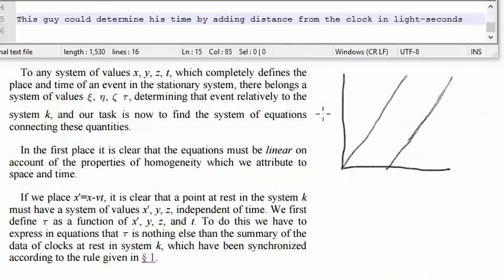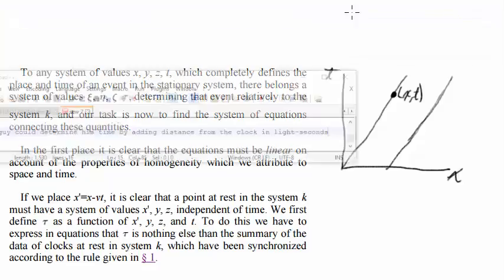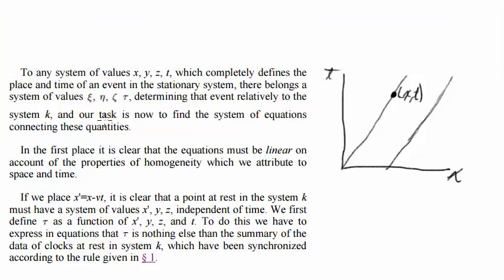To any system of values of x, y, z, and t, here I just have an x comma t, which completely defines the place and time of an event in the stationary system, there belongs a system of values psi, eta, zeta, tau.